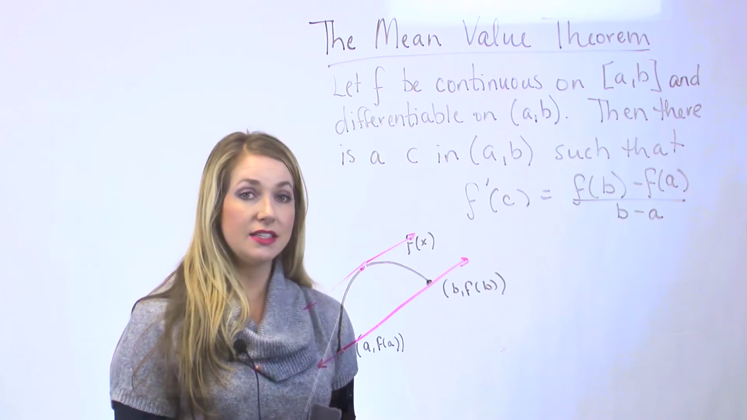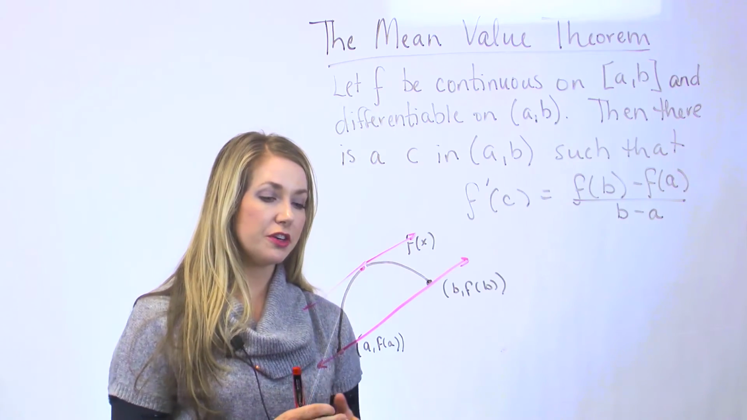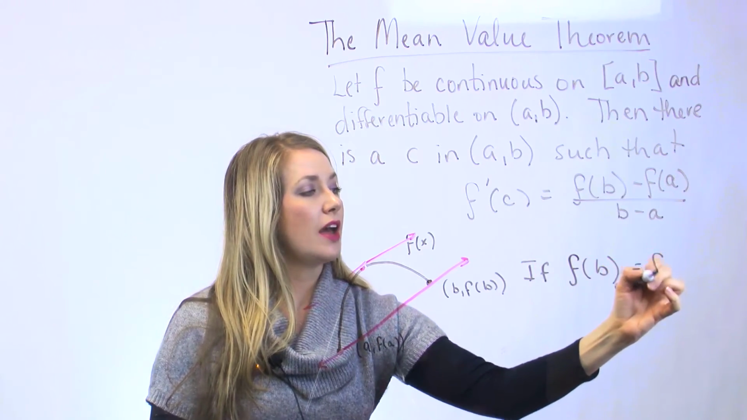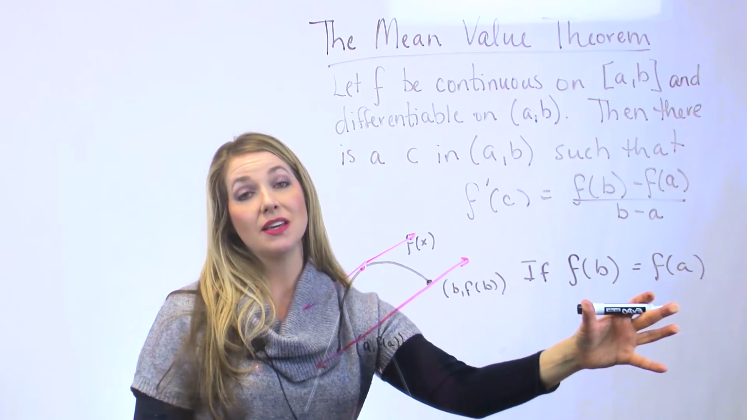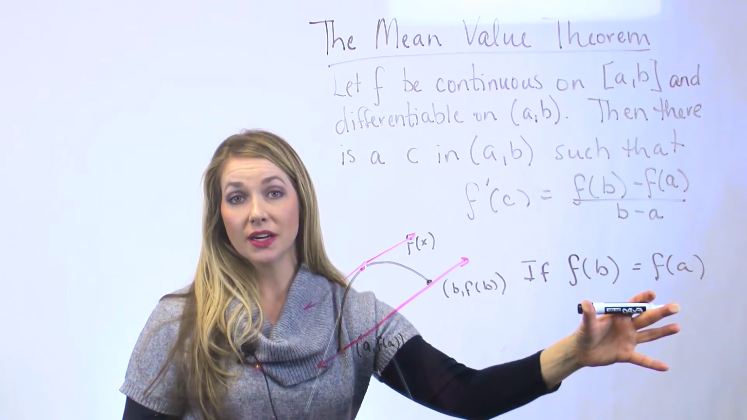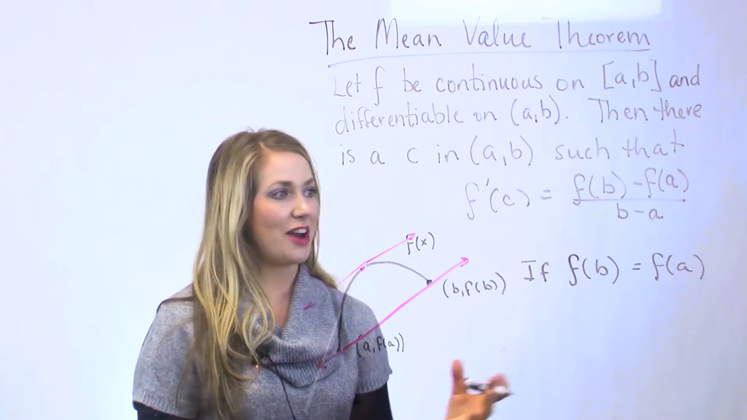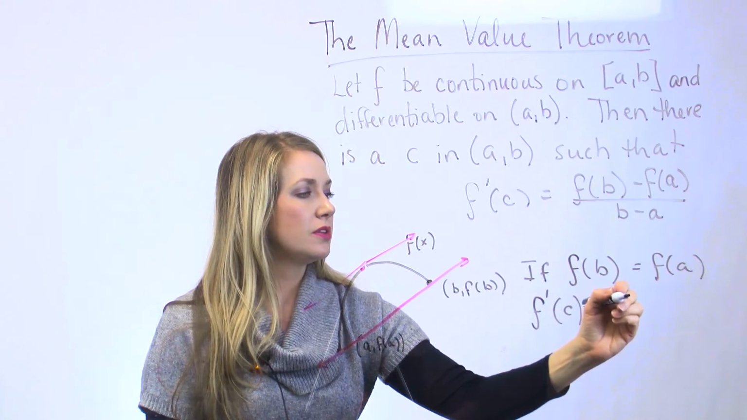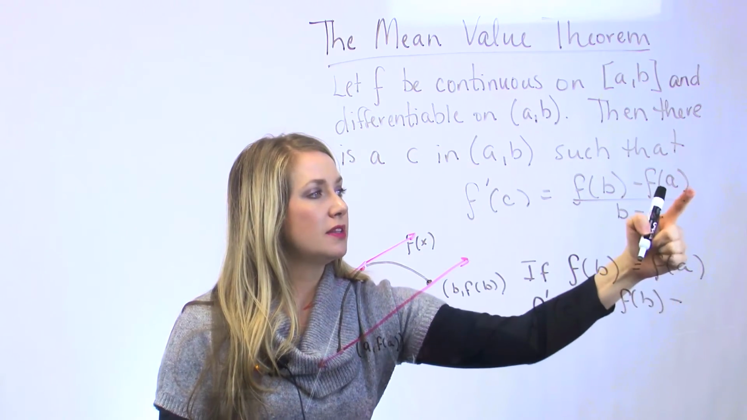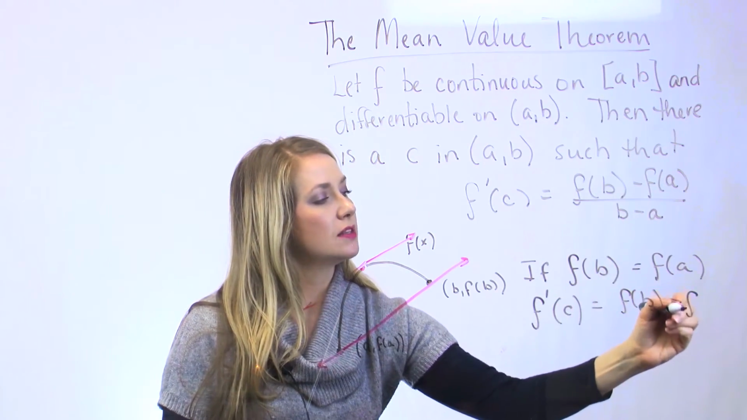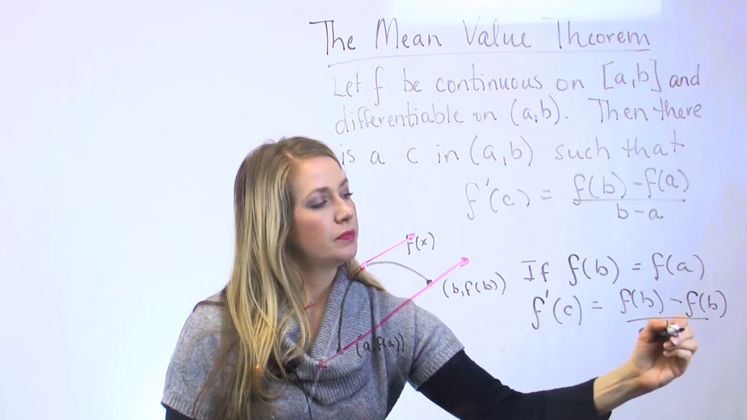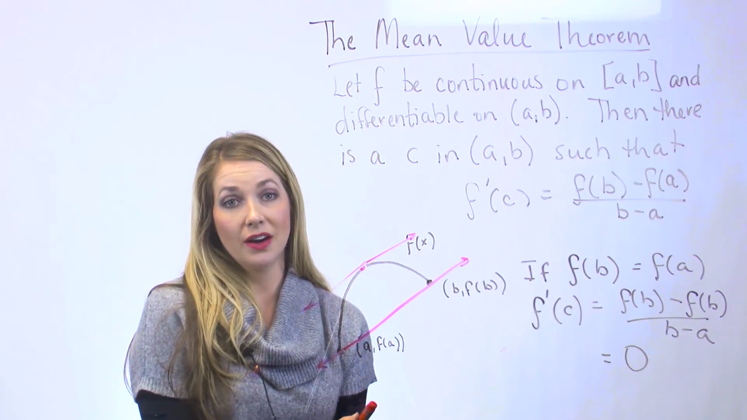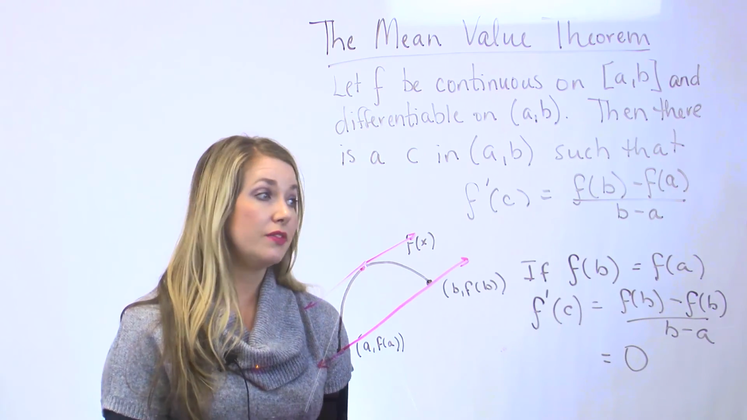We can additionally see that if we make the further restriction that f of b must equal f of a, if you'll recall, this was the additional hypothesis of Rolle's theorem that is not in the mean value theorem. But if we make that hypothesis, you'll notice that we get f prime of c equals f of b minus f of a, and since f of a is equal to f of b, we can substitute, which is equal to 0. Therefore, if we take the mean value theorem, we get Rolle's theorem as a special case of it where the endpoints are equal.